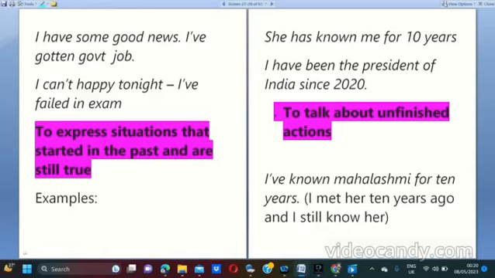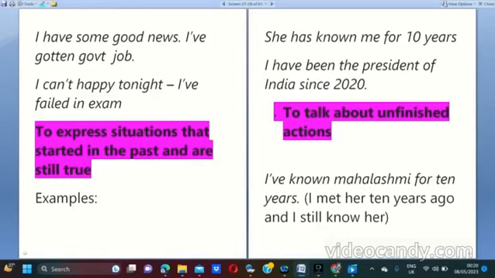We see one example. Mahalakshmi has been living in USA for almost 10 years. Mahalakshmi went to USA in 2013. That is the past action. She lived there up to 2022, so some of the action has been finished up to some extent. What is next? Still she has been living in USA. So how can I put those situations in words? Here we can use present perfect continuous tense to tell such situations accurately. Mahalakshmi has been living in USA for almost 10 years.